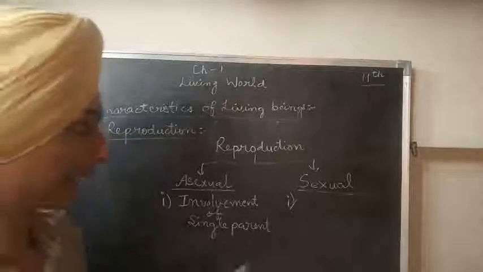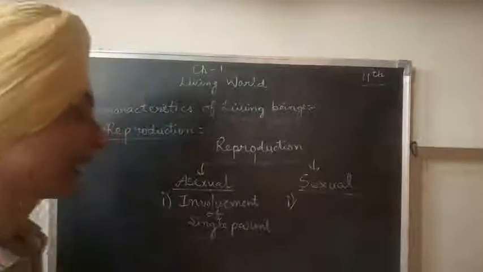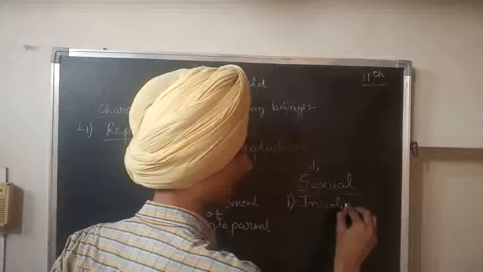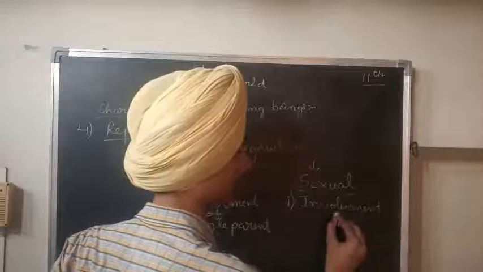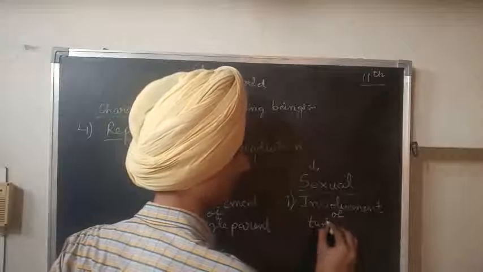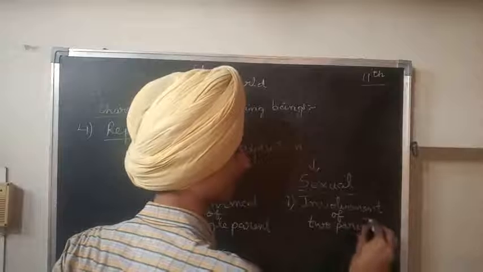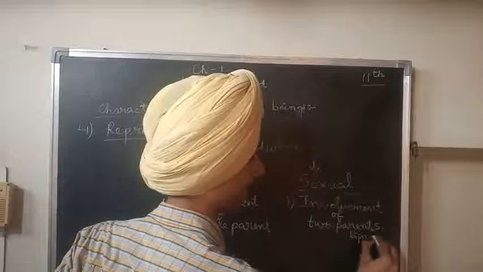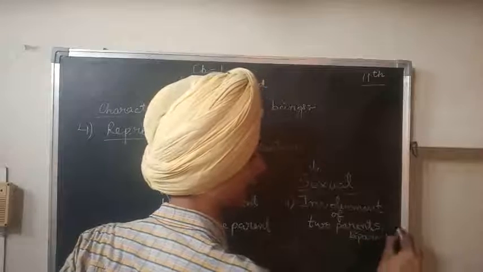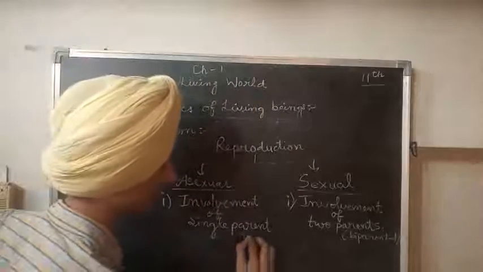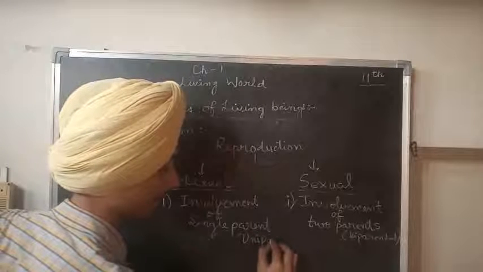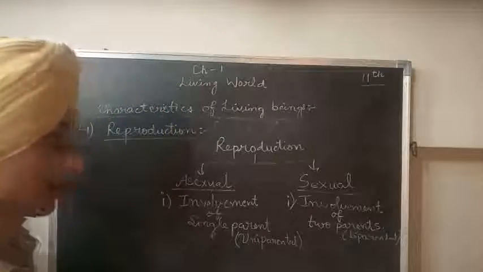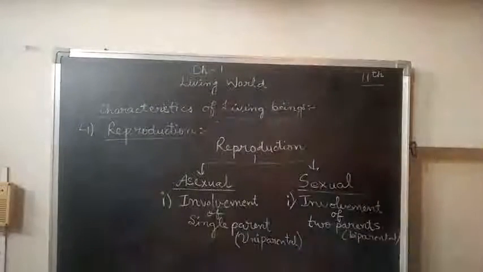But on the other hand, in sexual reproduction, there is involvement of two parents, which means biparental. And asexual is uniparental. Clear? Please note down this.